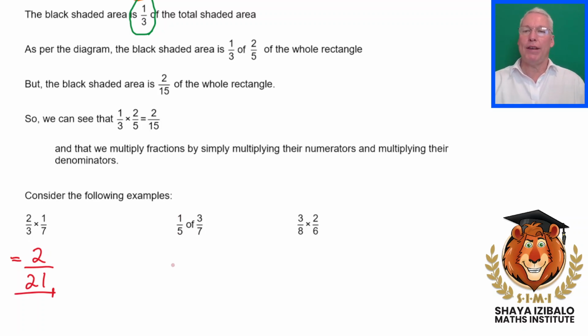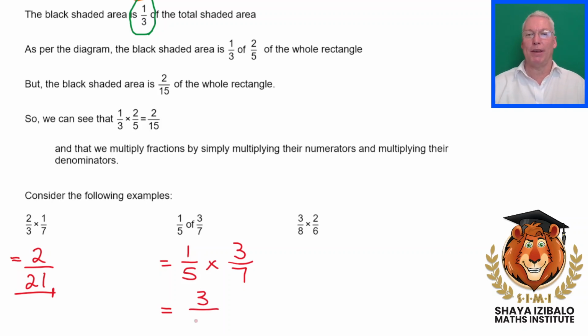1/5 of 3/7. In fraction speak, of means times. So 1/5 times 3/7. We're going to multiply the tops, 3. We're going to multiply the bottoms, and we're really hoping that none of you has a difficulty with 5 times 7, 35. This is the answer in simplest form. Those numbers are relatively prime, no possible simplification. Let's do the last one.